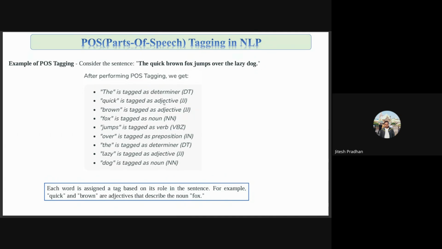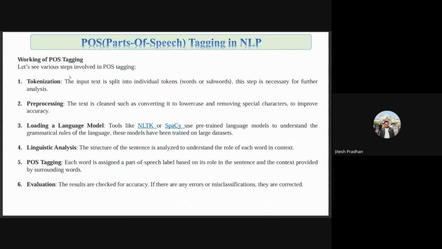Quick will be tagged as an adjective. Brown will be tagged as an adjective. Fox will be tagged as a noun. Jump will be tagged as a verb. Over will be tagged as a preposition. The will be tagged as a determiner. Lazy will be tagged as an adjective. Dog will be tagged as a noun. So first we need to tokenize it, then we tag each token with its corresponding information. That is called POS tagging. Okay, working of POS tagging. How?